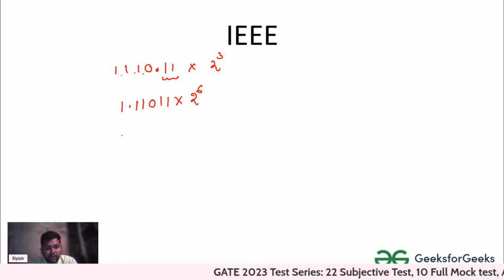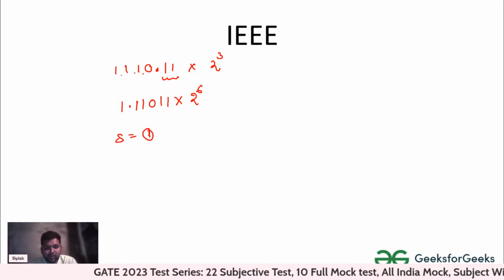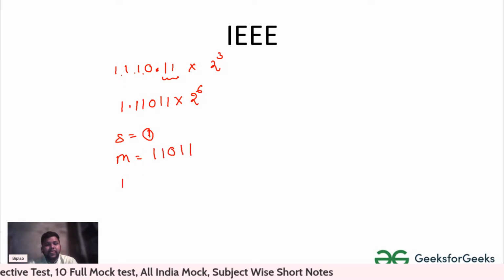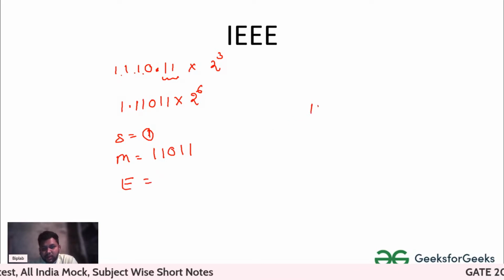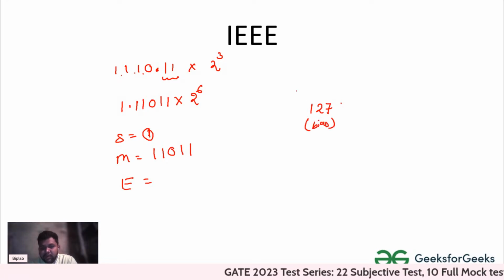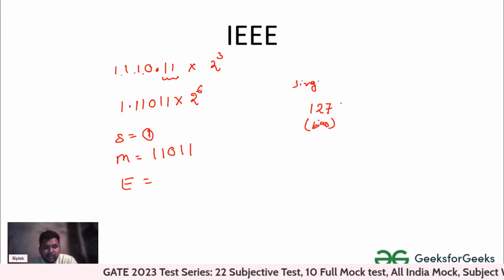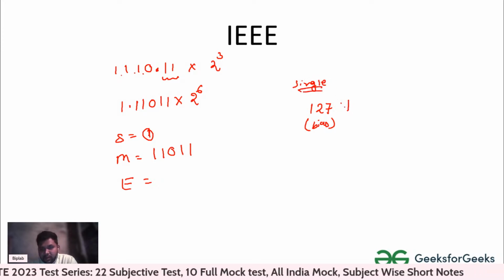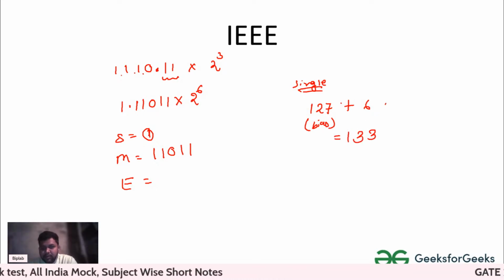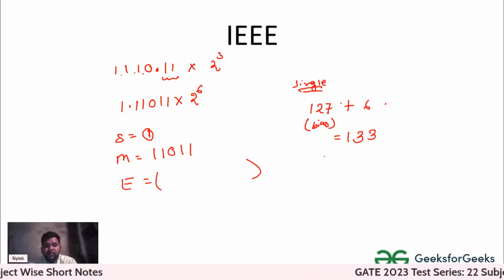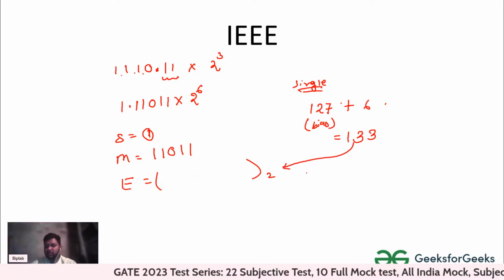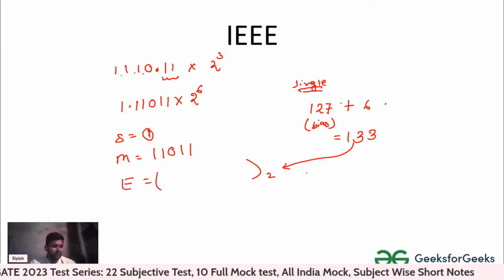Now you can do it in the same way. Sign is 0, mantissa is 11011, and your exponent is, you take 127, that is the bias in single precision, plus 6, which equals 133. So it will be converted into binary. The binary of 133 will be your exponent.